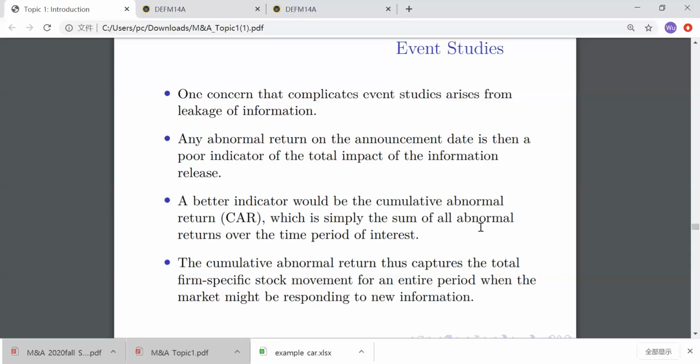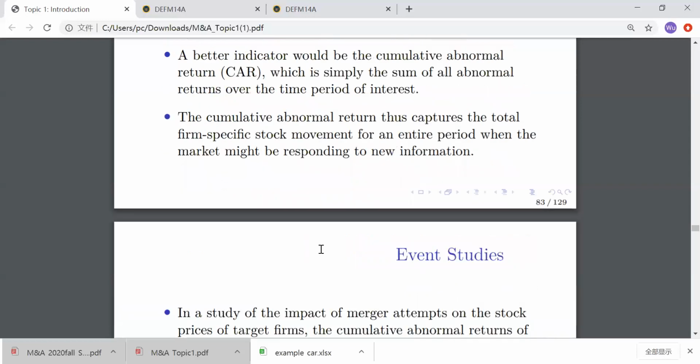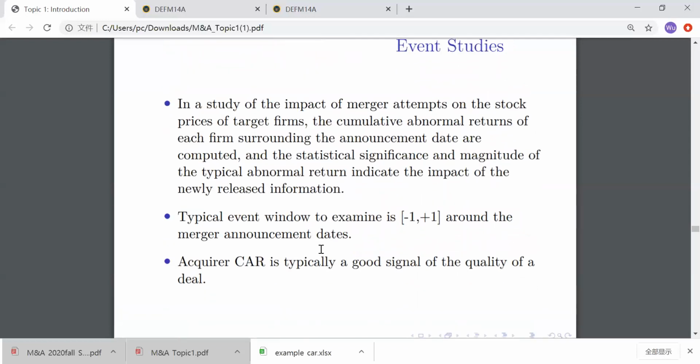It is simply the sum of all abnormal returns over the time period, right? And this cumulative abnormal return, the CAR, captures the total firm-specific stock movement for the entire period when the market is responding to this new information of the merger announcement, right? And basically, when we look at the impact of merger attempts on the stock prices of the target firm or the acquired firm, right? The cumulative abnormal returns of each firm will be calculated, and also we evaluate the statistical significance and the magnitude of the abnormal return, right? And this will indicate the impact of the merger on the stock market, on the shareholder, on the investors.